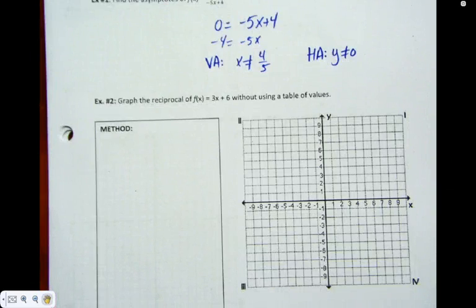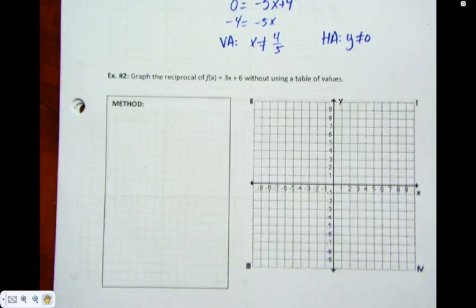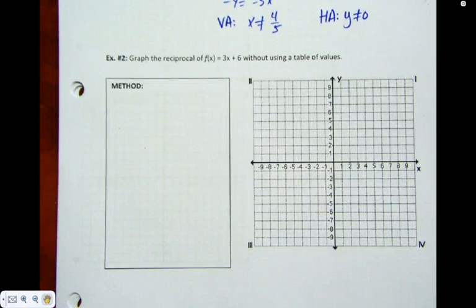Okay, so we want to be able to do this without a table of values, so we're going to take the line 3x plus 6 and turn it into a reciprocal. Draw the line for me first. So draw 3x plus 6. When you're done, compare with someone.